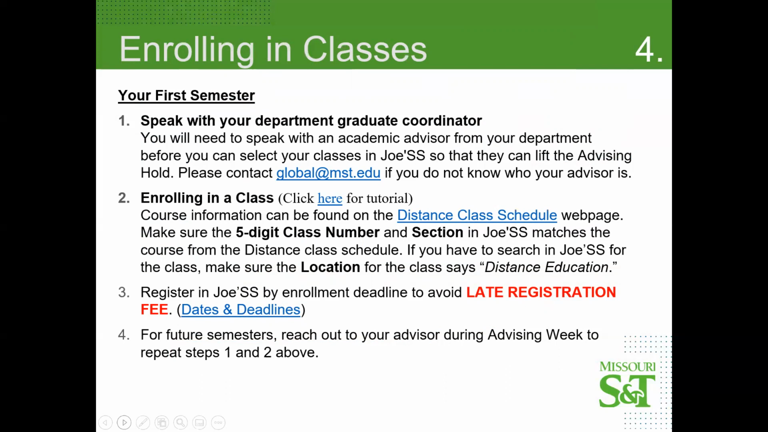And then once you've done that, you need to get enrolled in the class. Number 2 has a little link to the tutorial on how to enroll in JOES. Just a little reminder with the distance class schedule, making sure that the 5-digit class number in the section in JOES matches the course from the distance class schedule. And if you're doing a search, make sure the location says distance education.